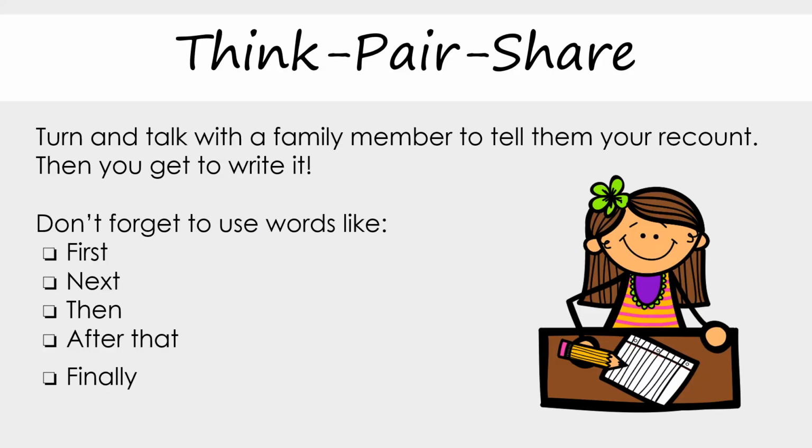Now that I've shown you an example of what a good recount looks like, it's time for you to have a go. So this activity is called Think, Pair, Share. And normally at school, you might turn to a partner and talk to them about your recount. But today you're at home, so you're going to talk to a family member or someone in your house to tell them about your recount. And then you get to write it.